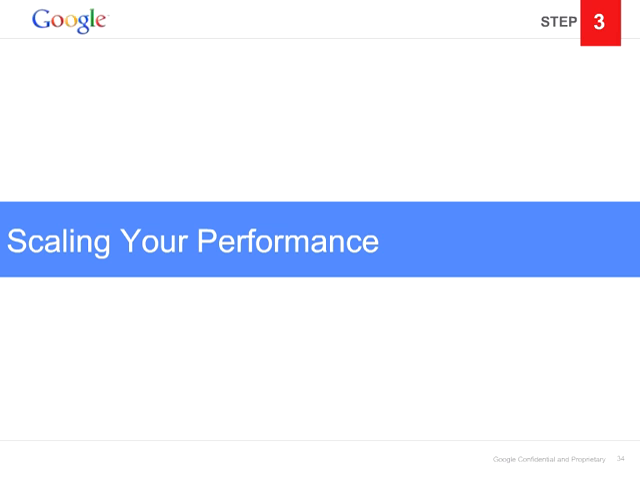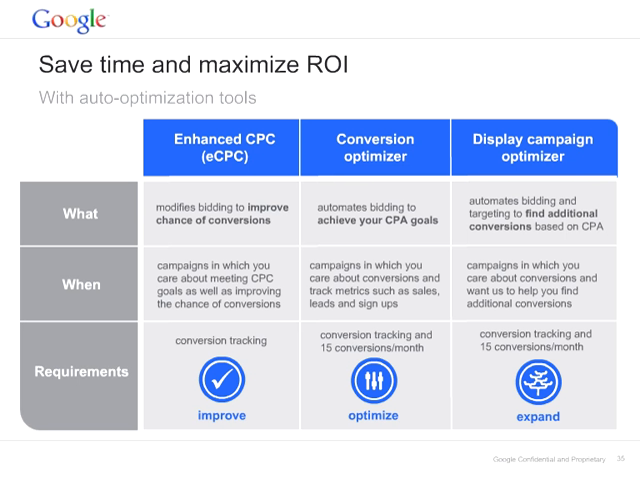The first two tools, Enhanced CPC and the Conversion Optimizer, are auto bidders. The first, eCPC, modifies your bidding to improve your chances of gaining conversions based on your cost per click goals. The second, Conversion Optimizer, automates your bidding based on your CPA goals and requires that your campaign has 15 conversions per month in order to be eligible. When deciding between which auto bidder to use, keep in mind that third-party bidders work with eCPC but not Conversion Optimizer. So if this is a requirement for you, you should definitely go with eCPC over Conversion Optimizer.